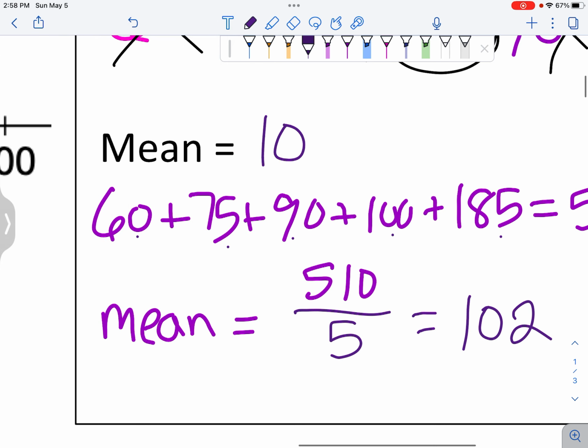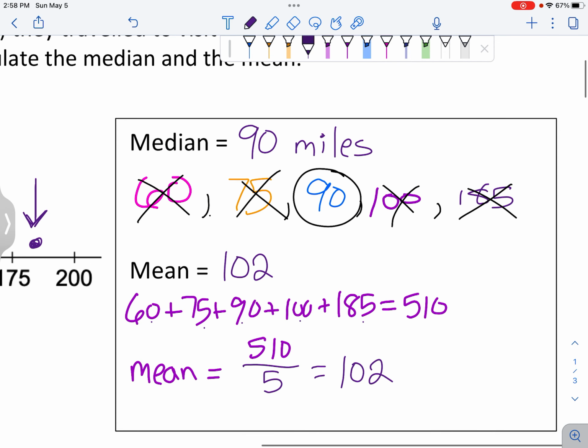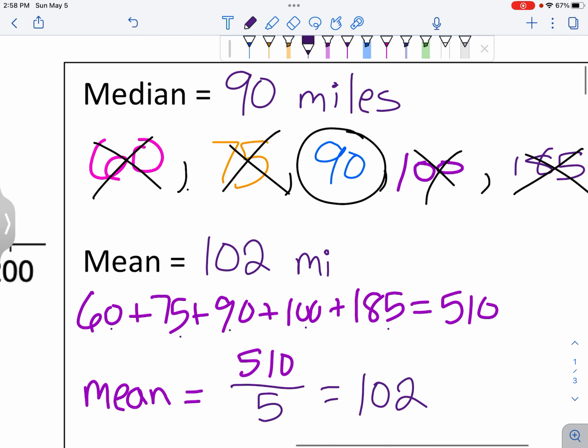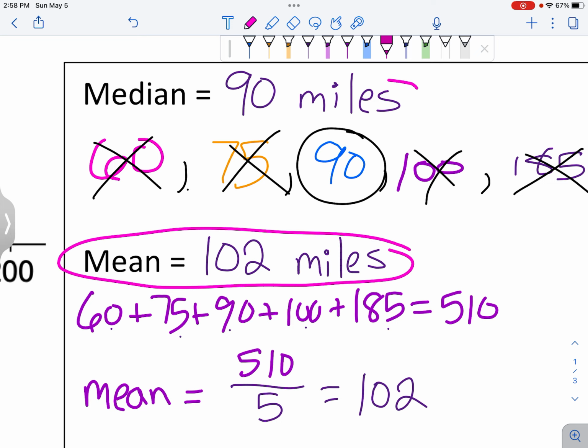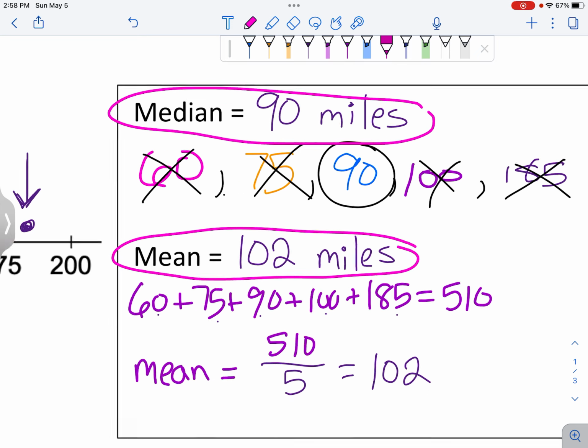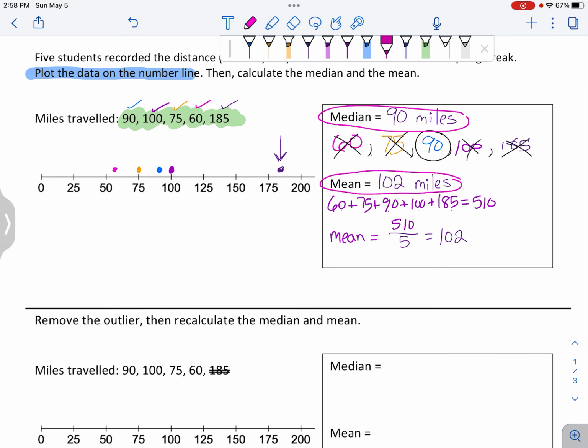The mean is 102 miles. You should circle these so we don't lose them. The median is 90 and the mean is 102 miles. For the bottom, it says remove the outlier, then recalculate the median and the mean.